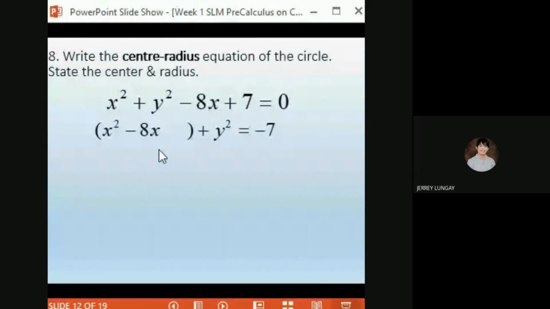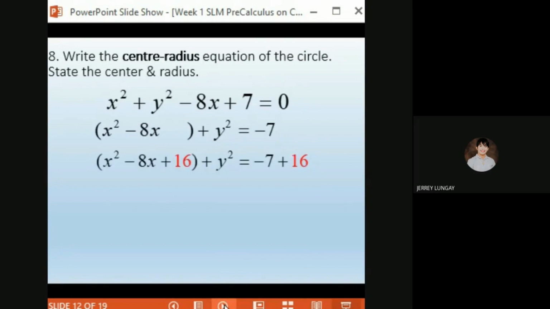Take note, in completing the square, that is one half of b, raised to 2. What is one half of negative 8? Very good, that is negative 4. Negative 4 raised to 2 is 16. So we put plus 16 on the left. Since we added plus 16, to make the equation balance, we must also add 16 on the other side.